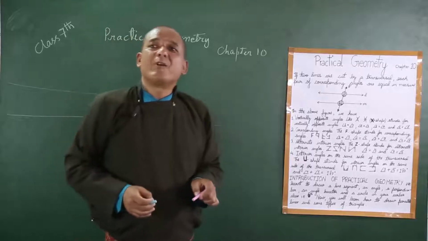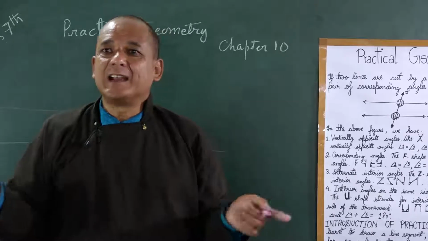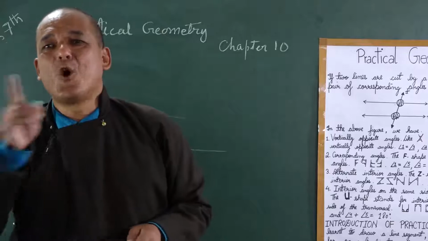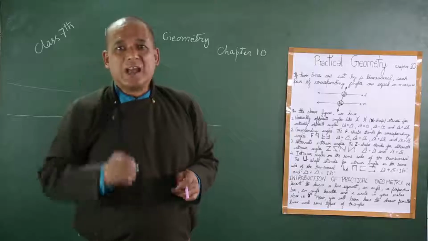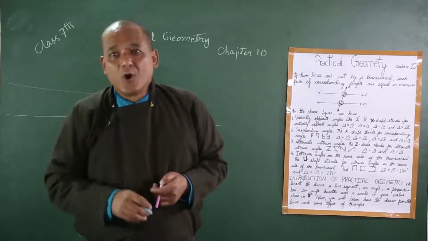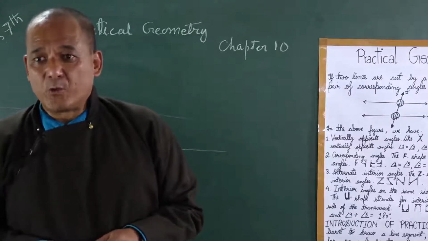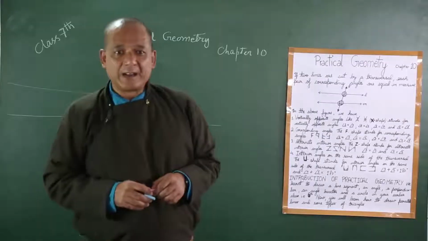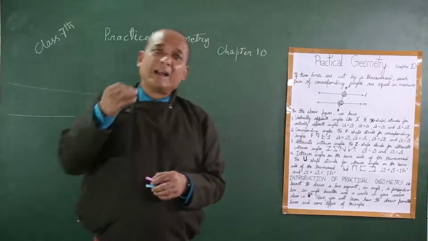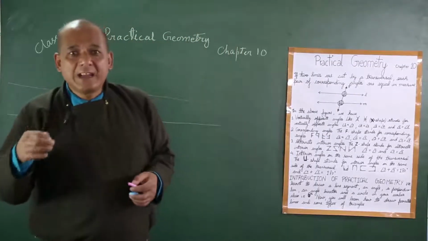These two lines never meet each other. It doesn't intersect. There is no intersection, no meeting point for these two lines. That is why they are called parallel lines. So I think you might have understood what parallel lines are. Before knowing parallel lines, you have to know what a line is.